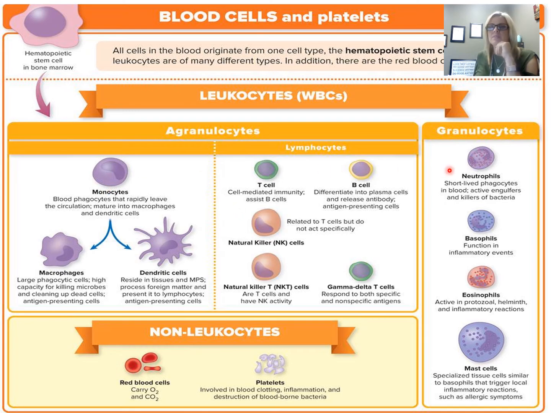Over here, we have the granulocytes. We have our neutrophils. These guys live a short period of time. These are important to do phagocytosis. Then we have our basophils. These are really important for inflammation. Eosinophils, as I already said, are active with protozoa and helminths. Also allergic reactions, so inflammatory. And mast cells here are this kind of extra. These are similar to basophils. These guys trigger local inflammatory reactions like allergic reactions, and the symptoms from allergic reactions.